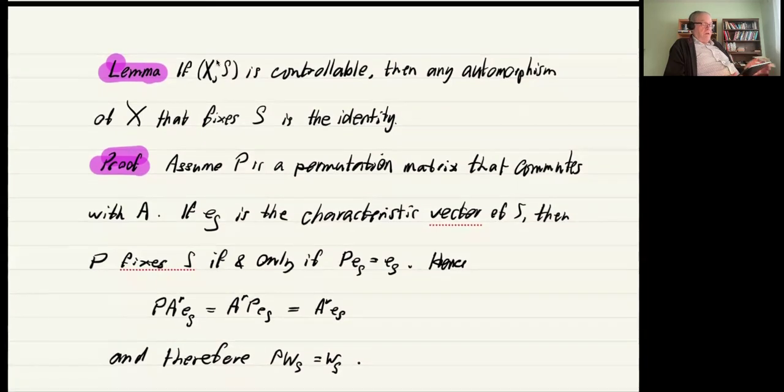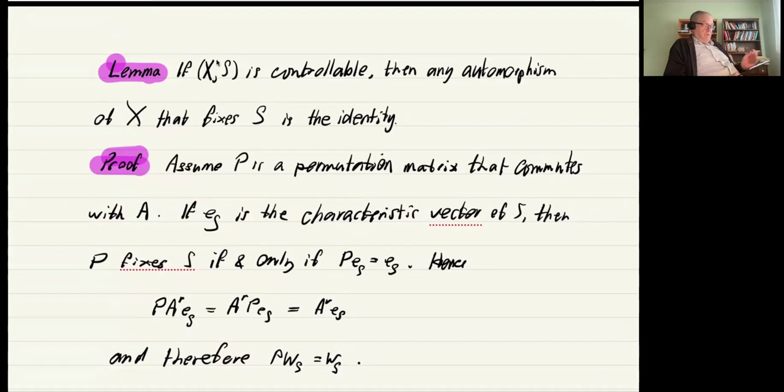Now, an interesting case here is where I take the pair X, comma, the vertex set of X. Then any automorphism must fix the vertex set. And so you conclude that if the graph is controllable, its automorphism group is trivial. The other thing you would learn is that if the vertex is controllable, then any automorphism of the graph which fixes that vertex is trivial. Okay. Anyway, let's go to the proof.